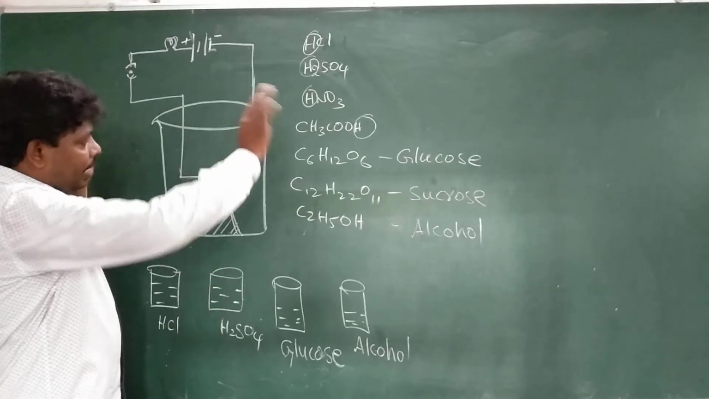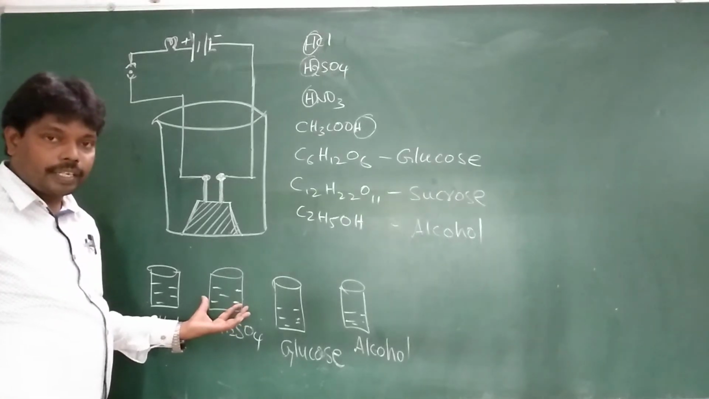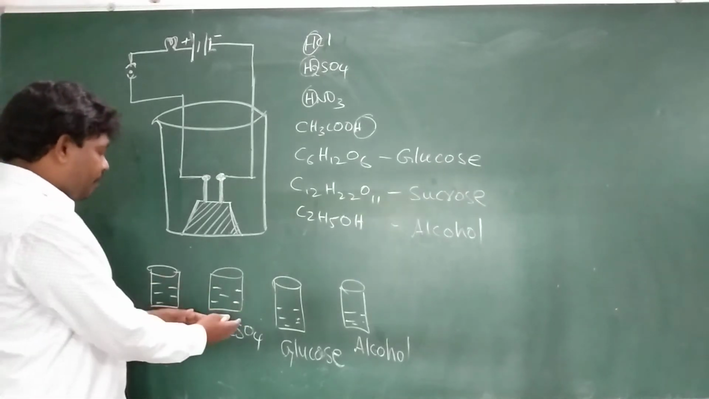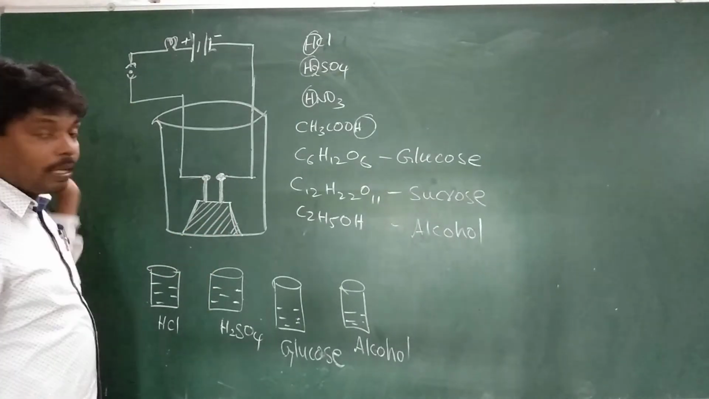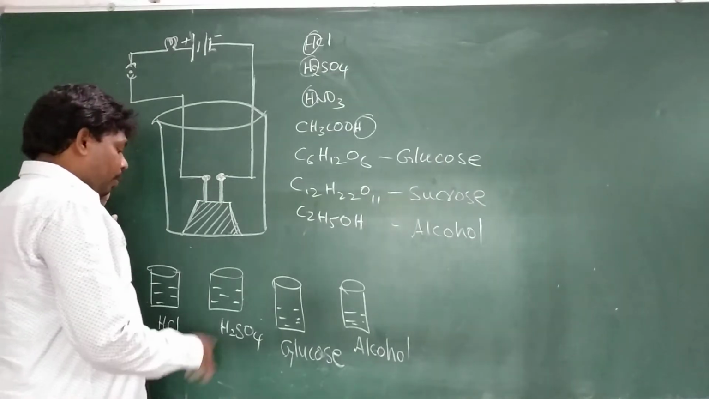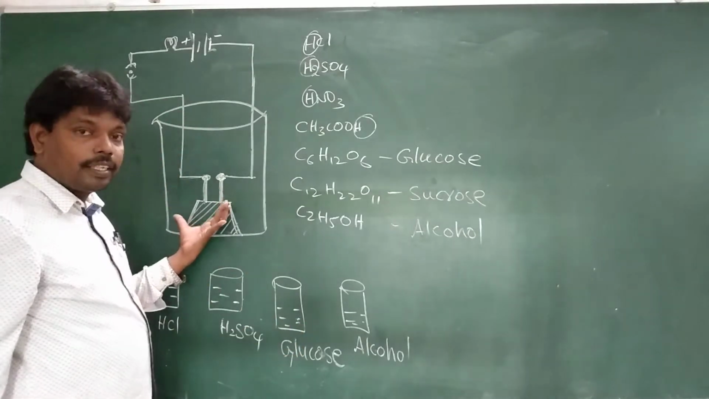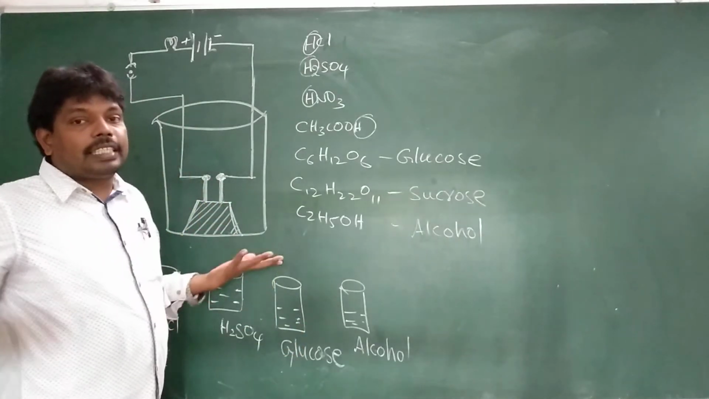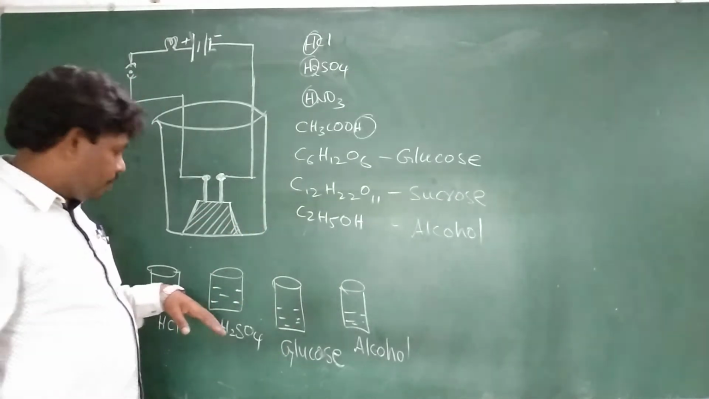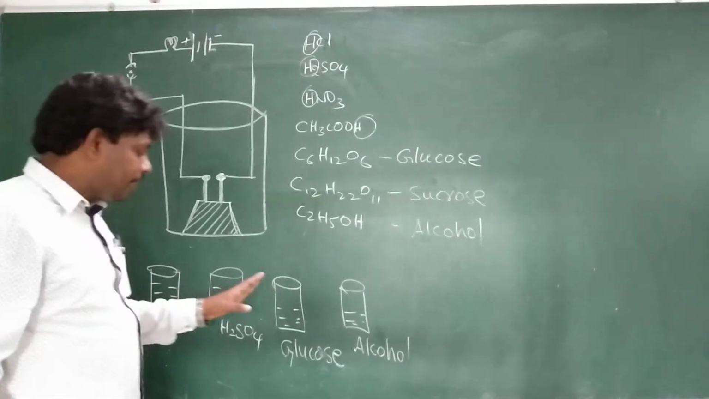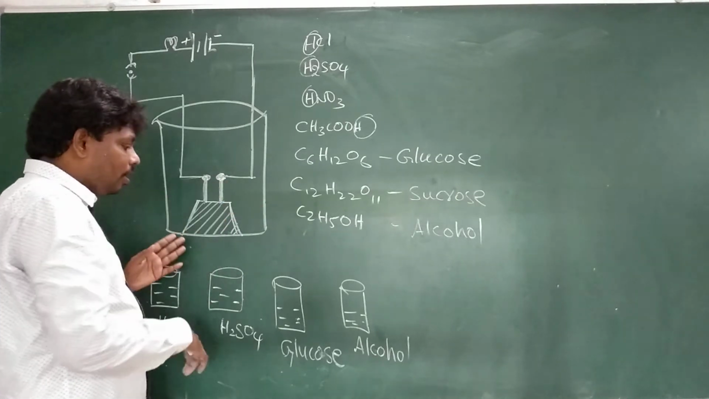Case 2: after that I removed that, and now I am bringing this one. When I add this sulfuric acid here, what happened? There also, when I switch on, the bulb glows brightly. Next, I remove this beaker and add the glucose beaker here. When I switch on, the bulb does not glow. Case 3, the bulb does not glow. In case 1 and case 2, the bulb glows. In case 3, the bulb does not glow. And in alcohol also, when you pour the alcohol, the bulb does not glow.